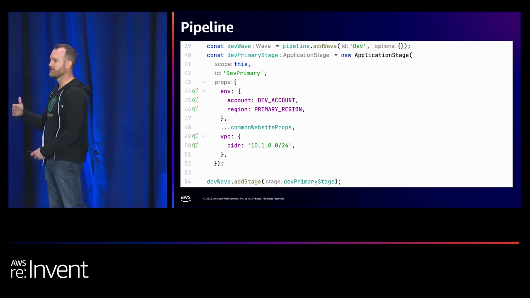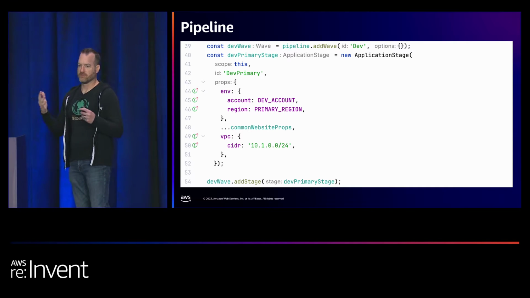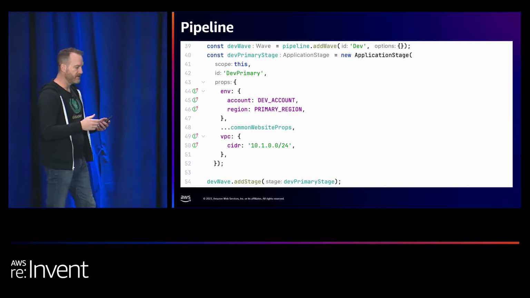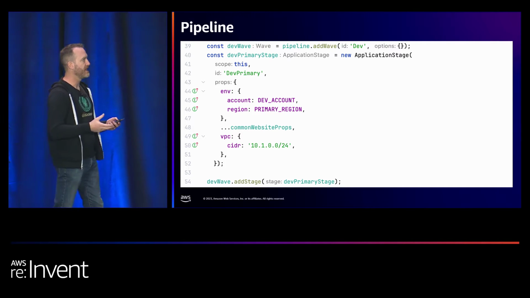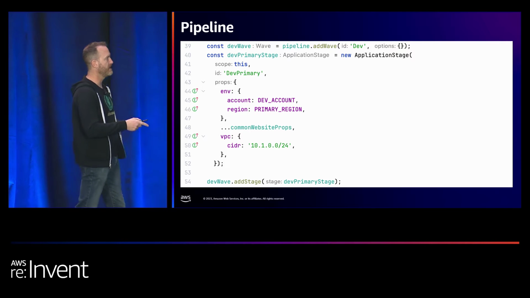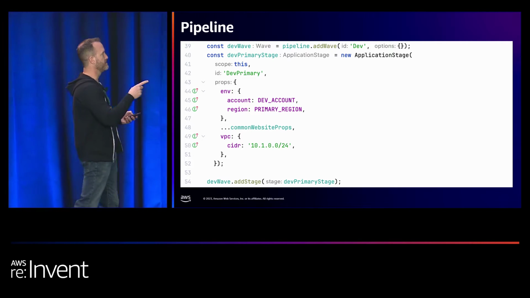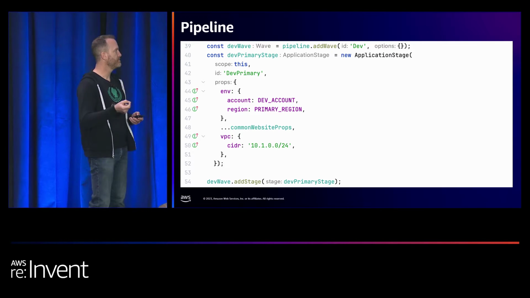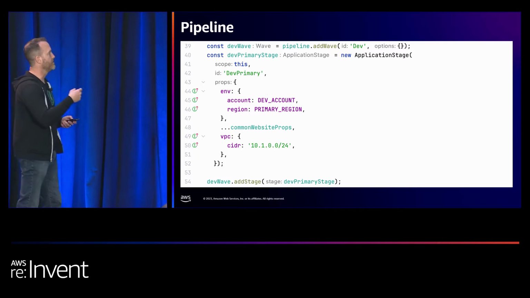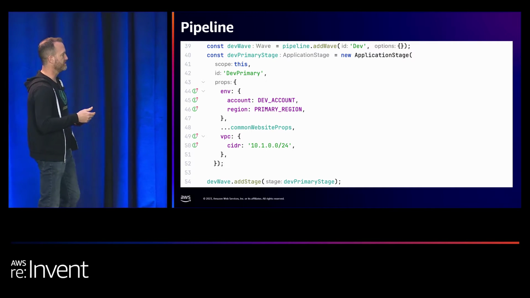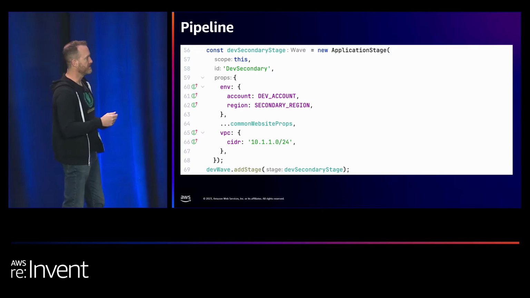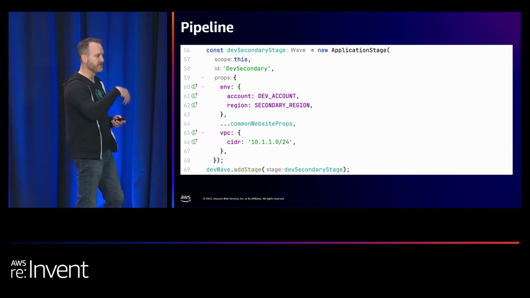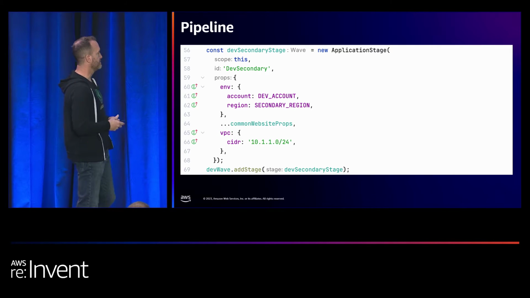Now, the next thing I have to do is I actually have to define those environments and those things I want to deploy out. So I create what's called a wave. And a wave is a group of stages or stacks that will be deployed in parallel. So I create a wave for my dev environment. That's the very top, line 39. And then I create new instances of my application stage construct that I've built, and I add it to that wave. So my primary region, my secondary region, things like that get added to the wave. Here's my secondary region. I provide a couple parameters to it, like what account it's going to, what region it's going to, and then things that are specific for that particular region's instance.